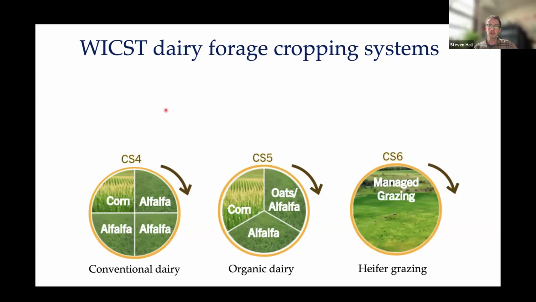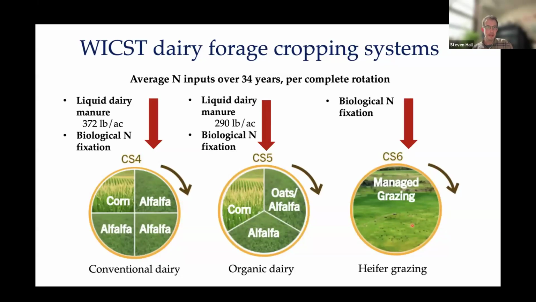Okay, so 3 other rotations in WIXT. There are 3 dairy forage cropping systems. There is more of a conventional dairy rotation where corn is followed by 3 years of alfalfa. There's an organic dairy rotation with 2 years of alfalfa. The first year oat is interseeded with the alfalfa.